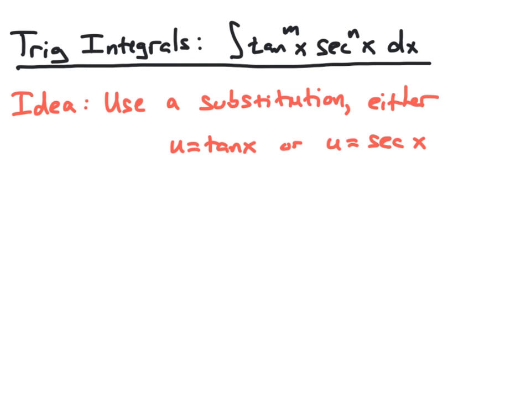And in this case, we want to make one of the following two substitutions. We either want to substitute u equal to tangent of x or u equal to secant of x, depending on the exponents m and n.